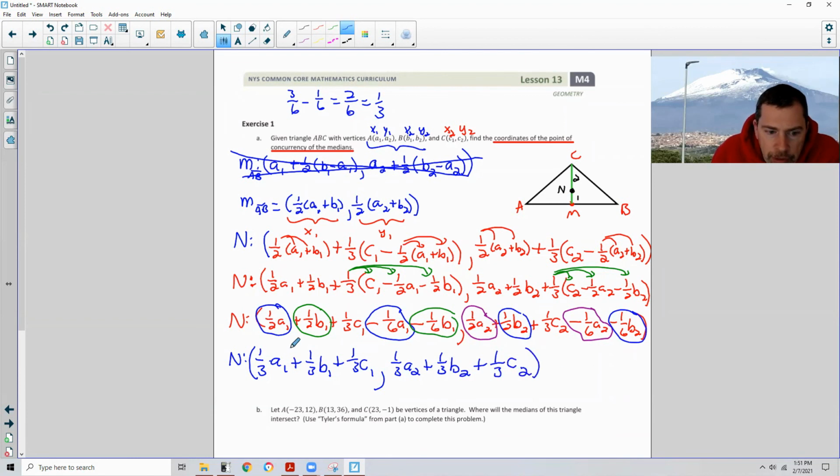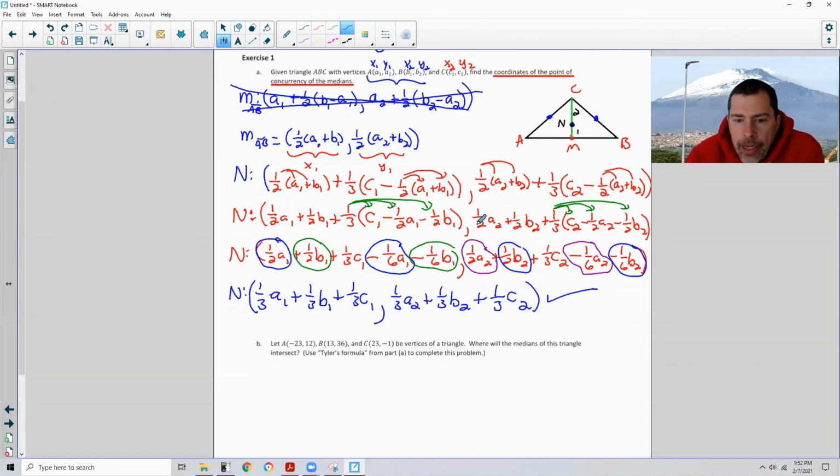So there is the formula. That's where n will be. If I do it 2 more times for the midpoint of AC and the midpoint of BC and going a third over, it would end up at this same point n, where it's 1/3 a sub 1 plus 1/3 b sub 1 plus 1/3 c sub 1 comma 1/3 a sub 2 plus 1/3 b sub 2 plus 1/3 c sub 2. There is the formula for the point of concurrency of the medians. Okay, so I guess this formula right here is called Tyler's formula.